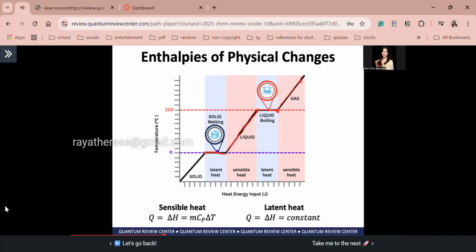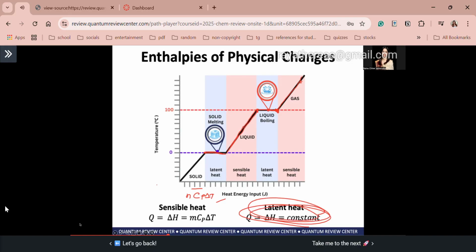Okay, so guys, when do we actually feel heat? So we feel heat if there is a change in temperature. So sensible heat, as said earlier, is heat accompanying temperature change. That's why the equation for sensible heat is Q is equal to delta H is equal to m Cp delta T, or n Cp bar delta T. So you can use this. Well, the formula for latent heat is Q is equal to delta H is equal to a constant.